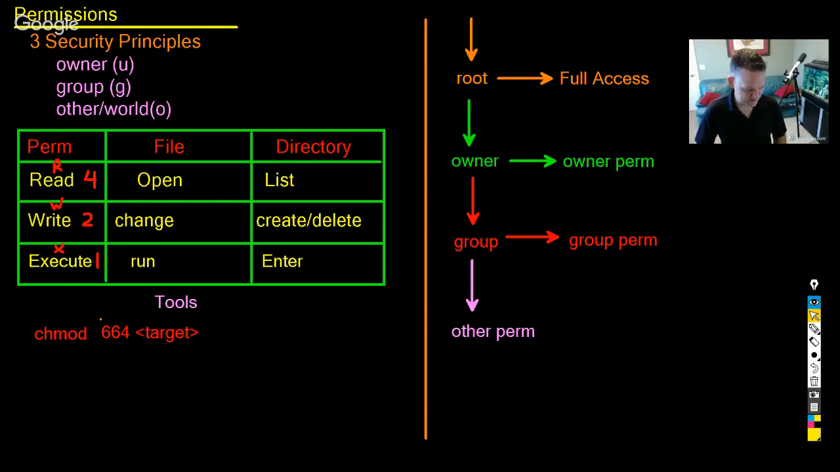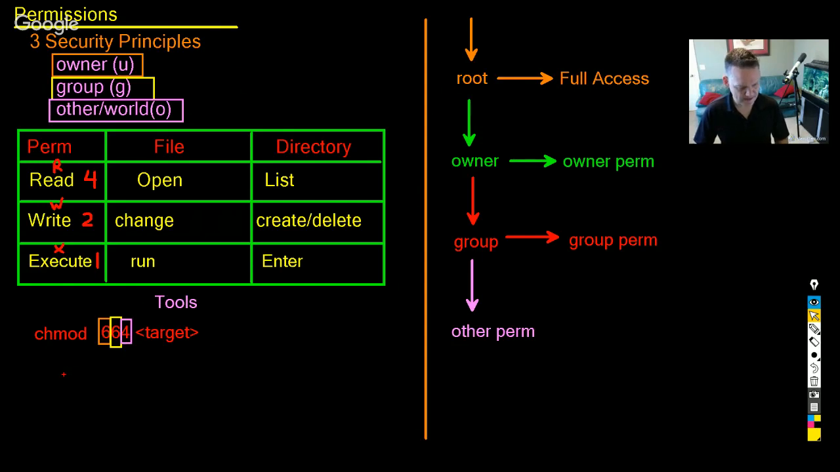I'll try to do it this way, so I'll draw a little box around the first 6. That 6 field would be the owner. The next field, the second value here, would represent the group, and the last one would be other. And 6 would be read plus write, 4 plus 2, right? And then 4 would be simply the read permission. So that's one way to do this. You can do it recursively with a minus capital R and things like that.